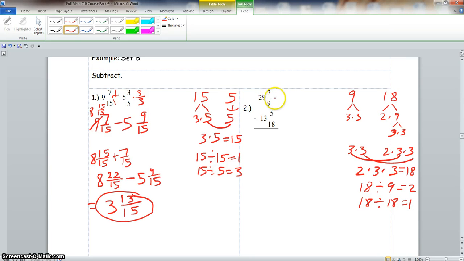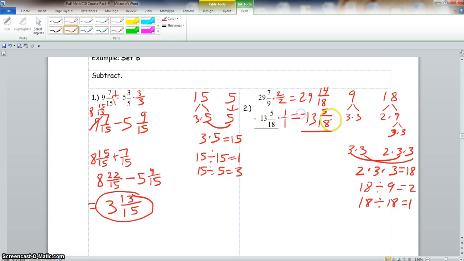So what we will have to do with this fraction is multiply this fraction by 2 over 2 and this fraction here by 1 over 1. So now we will have 29, 18 would be our denominator, and 14 would be our numerator, minus 13, 18 is our denominator, and 5 is our numerator.